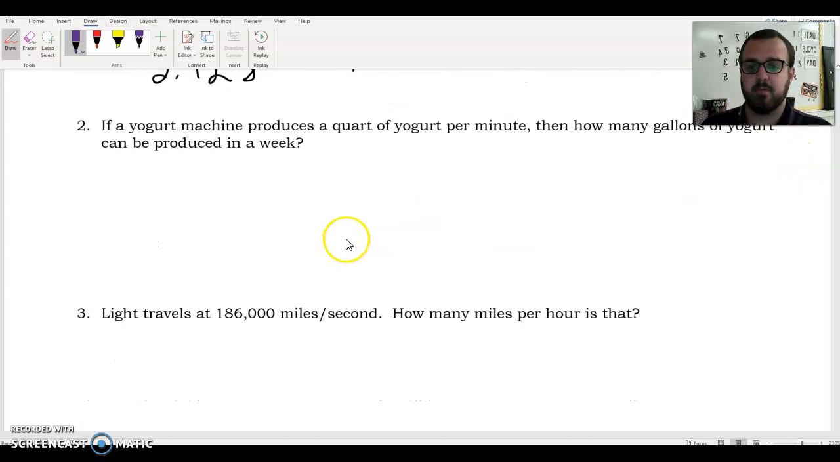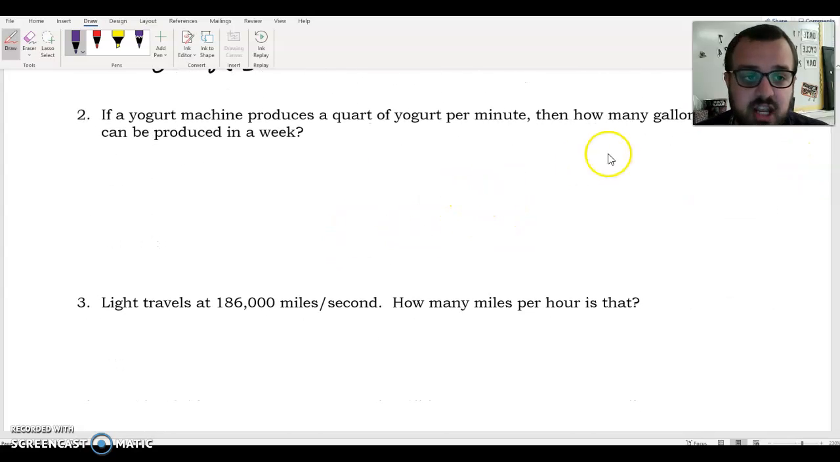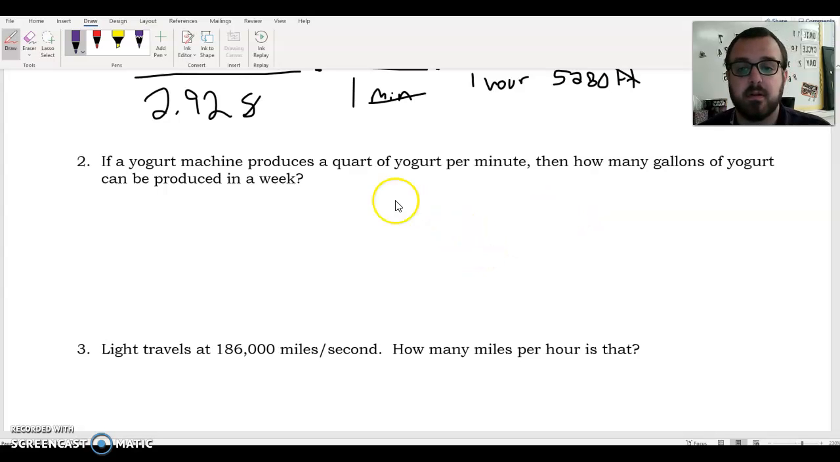Let's look at another example here. We have a yogurt machine. Okay, this one can produce a quart of yogurt per minute. I want to know how many gallons of yogurt can be produced in a week. So you run a business, you run it for a minute, you say, all right, this is how much yogurt I got out. What if we do this for an entire week? How much are we going to be able to produce?